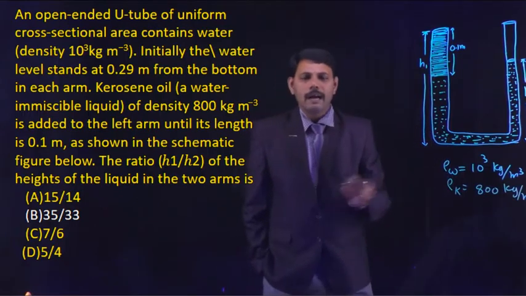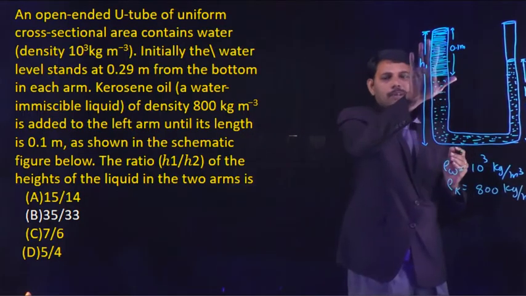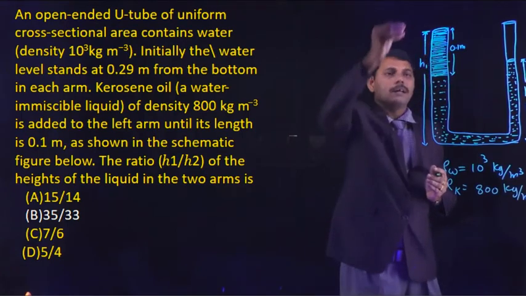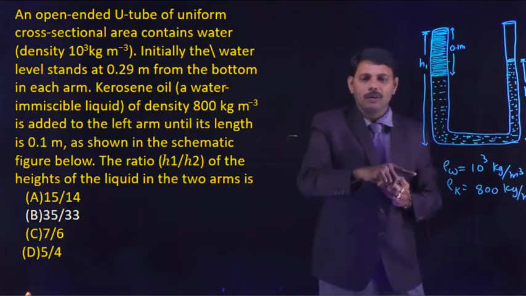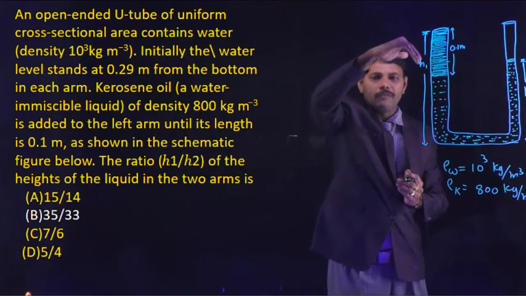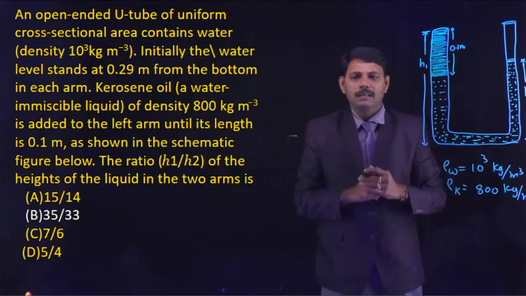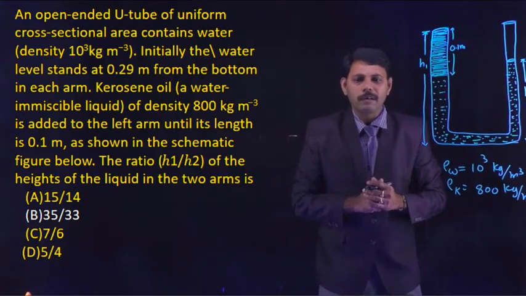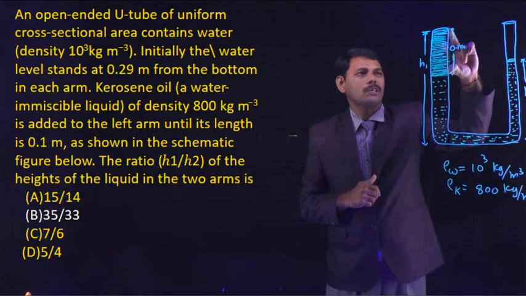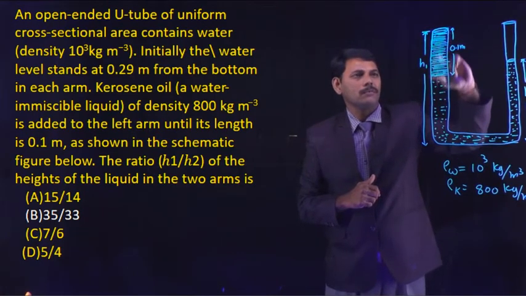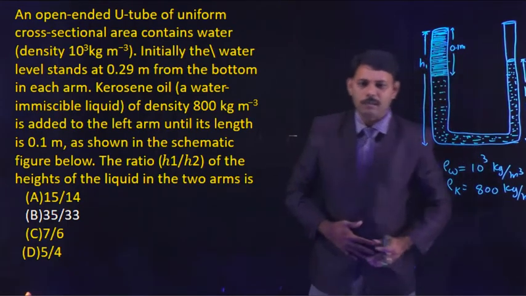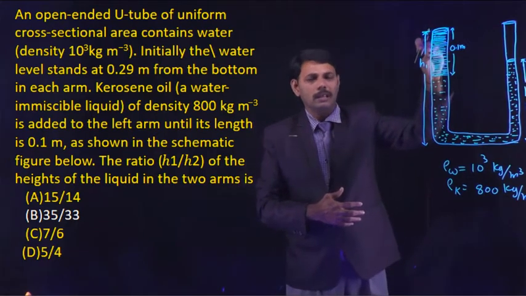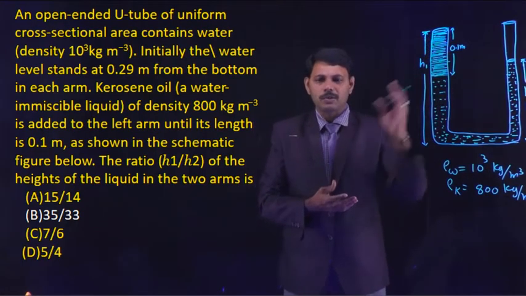Now, kerosene is added to the left arm. On top of the water in the left arm, kerosene oil having density 800 kilogram per meter cube is added until the length of the kerosene column is 0.1 meter, as shown in the figure. Until its length becomes 0.1 meter, kerosene is filled in the left arm of the U-tube.